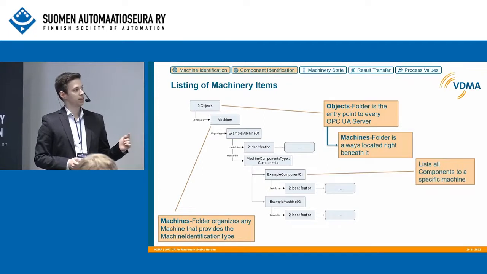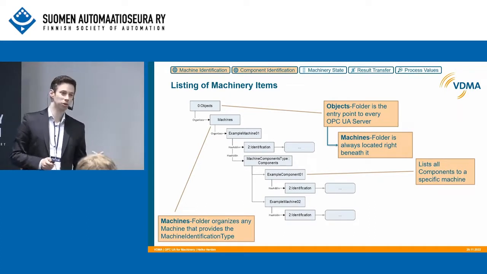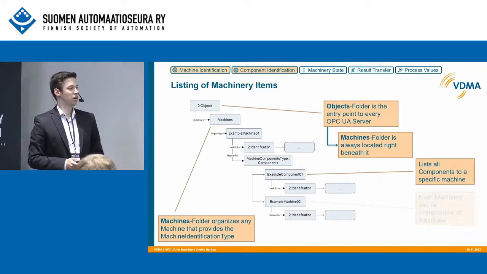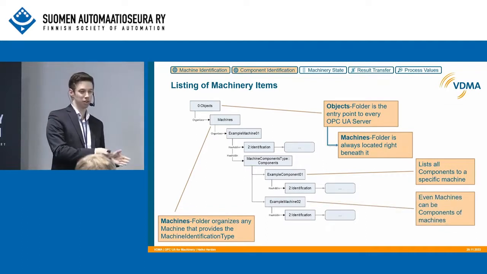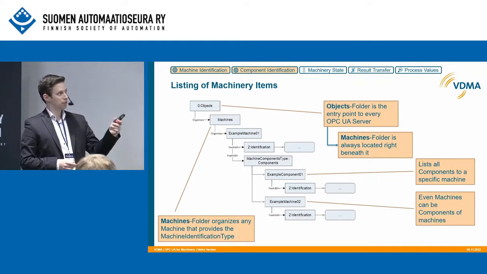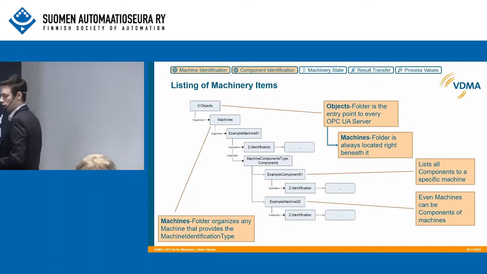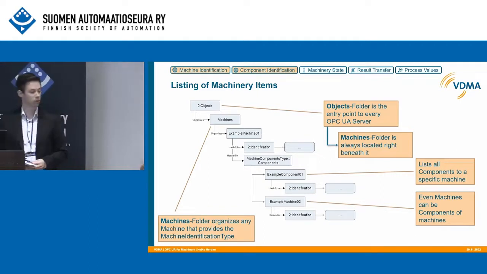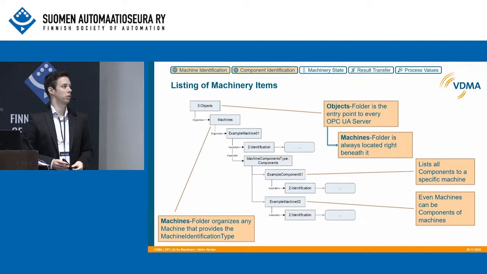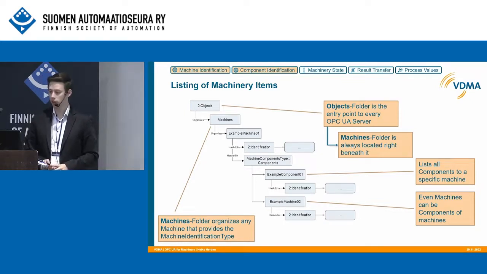On the other hand, within the machines, I will have a machine's component type, which lists all the components of a machine. And of course, a machine could also be part of another machine, so that you have something like a sub-machine, so to speak. And with this model here, I have a clear structure of all the different machines and components connected to my OPC UA server or client. So this is the use case of machine identification and component identification.